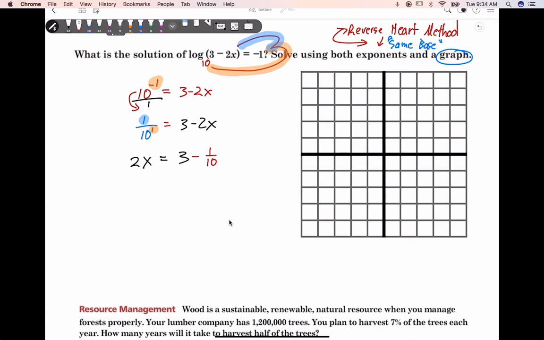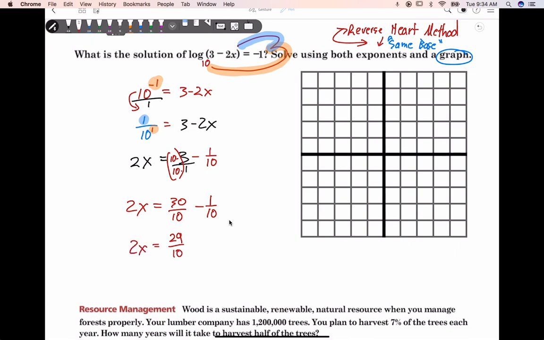Okay, so when I'm subtracting this 3 minus this fraction, we're going to get a common denominator because right now the denominator is 1 for 3. We're going to multiply by a form of 1, which is 10 over 10. Okay, this is a form of 1. So that we get 30 over 10 minus 1/10 is equal to 2x. Okay, so we have 29 over 10 is equal to 2x.